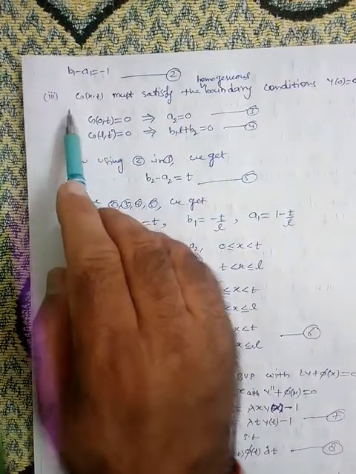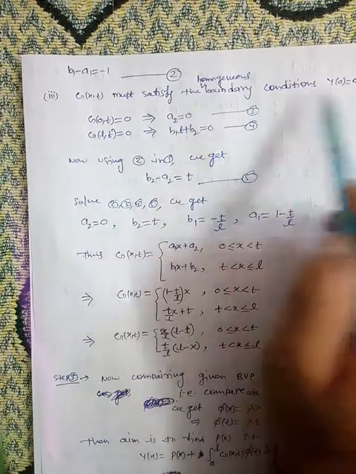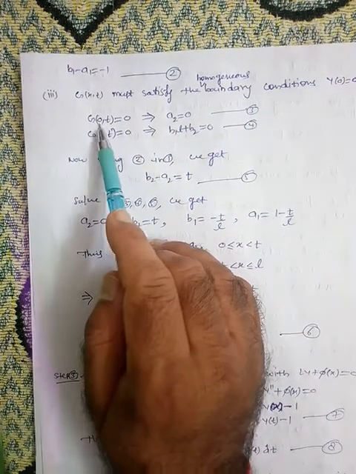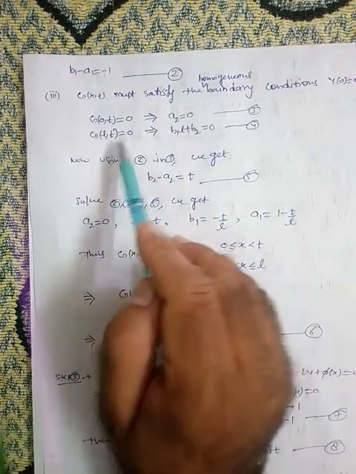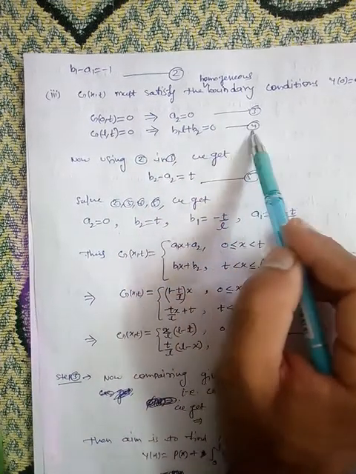Now the third property: g(x,t) must satisfy the homogeneous boundary conditions y at 0 is 0, y at L is 0. So g at (0,t) is 0, this implies a2 is 0, and g at (L,t) is equal to 0, this implies b1 L plus b2 is 0. This is third, this is fourth.